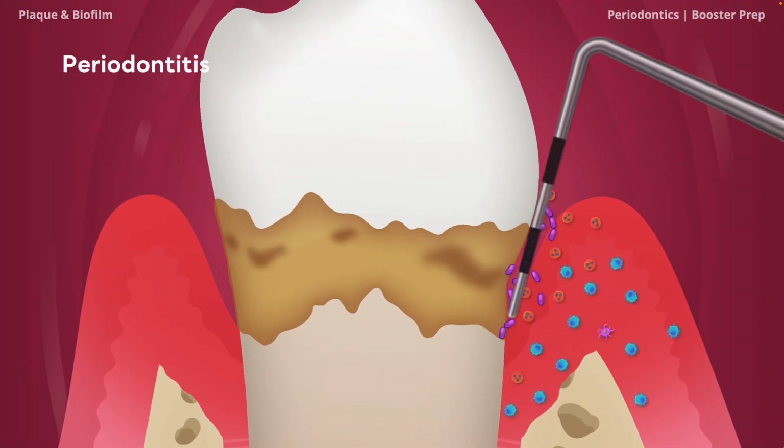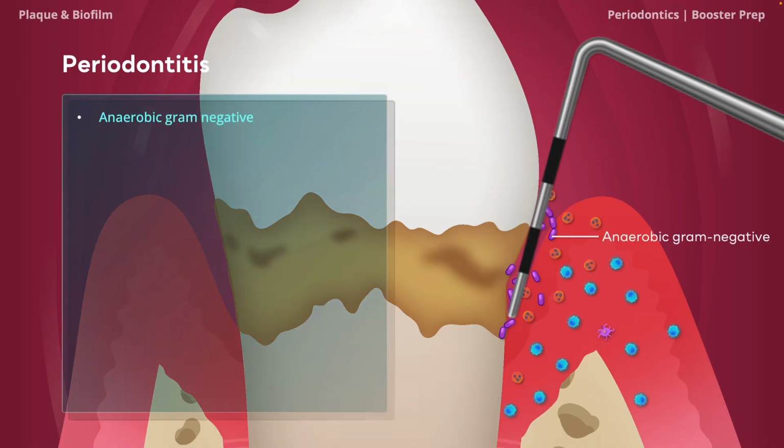So first things first, what type of bacteria would you think dominates the gingival sulcus in periodontitis? If you guessed anaerobic gram-negative, you'd be right. And that should make intuitive sense because those are the same guys that were starting to dominate in gingivitis. So as the disease progresses, you would expect an even higher proportion of them in the sulcus.